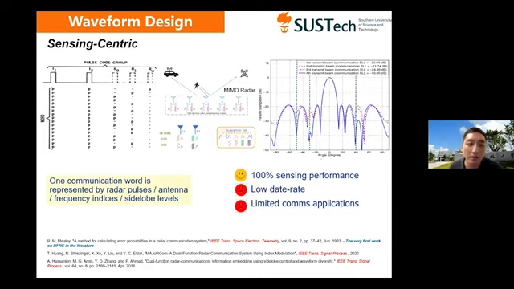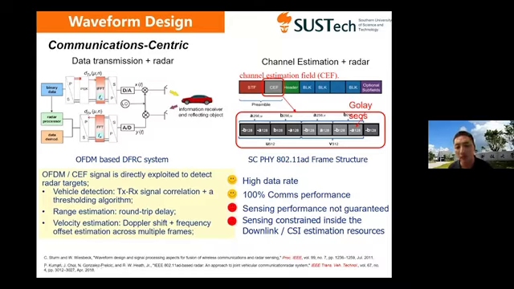So another design is called communication-centric. This means that we are using a pure communication waveform, like the OFDM waveform, to sense the target, like in this very classical paper published in the IEEE Proceedings. They're using the OFDM communication waveform to do radar sensing. And they reveal that using OFDM, you can have decoupled range and Doppler processing. But you will suffer from very high PAPR, which we all know, okay?